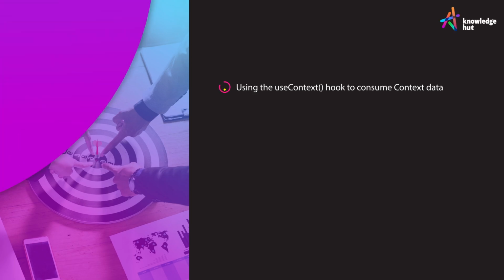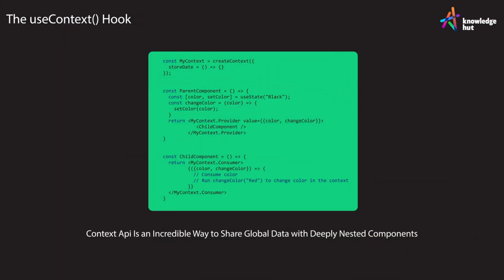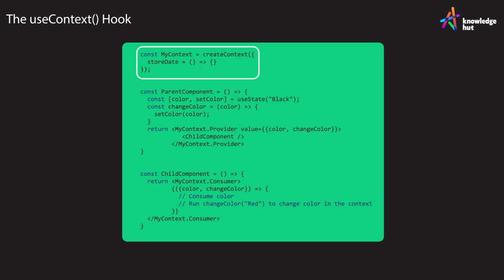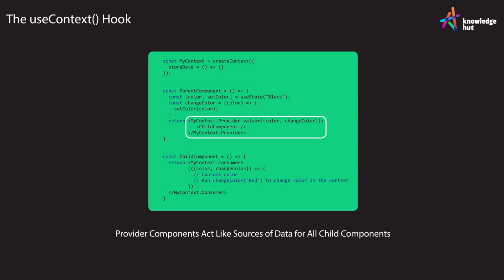In this video, we'll look at the useContext hook, which allows you to conveniently replace context consumer components with hooks in function components. The Context API is an incredible way to share global data with deeply nested components. You begin by using the createContext function to instantiate a context, which then allows you to create provider and consumer components.